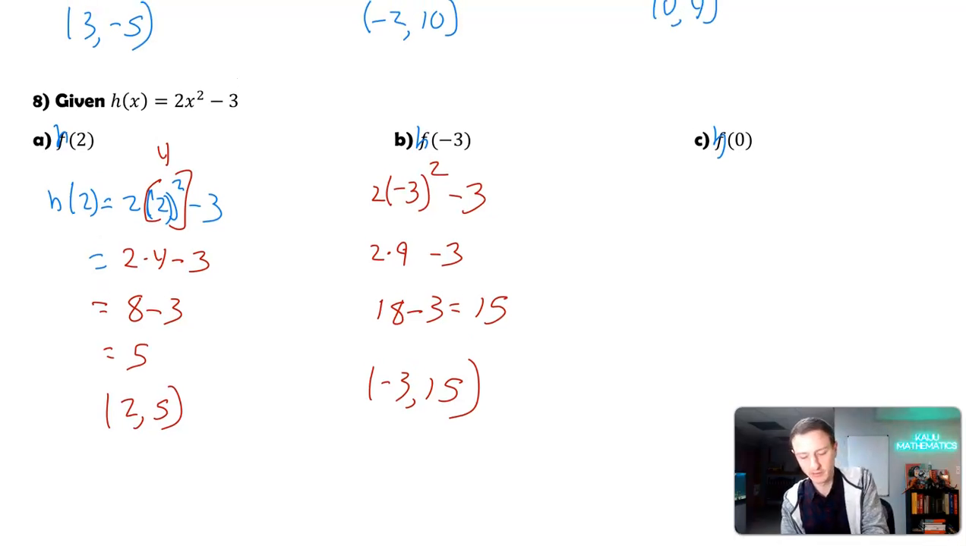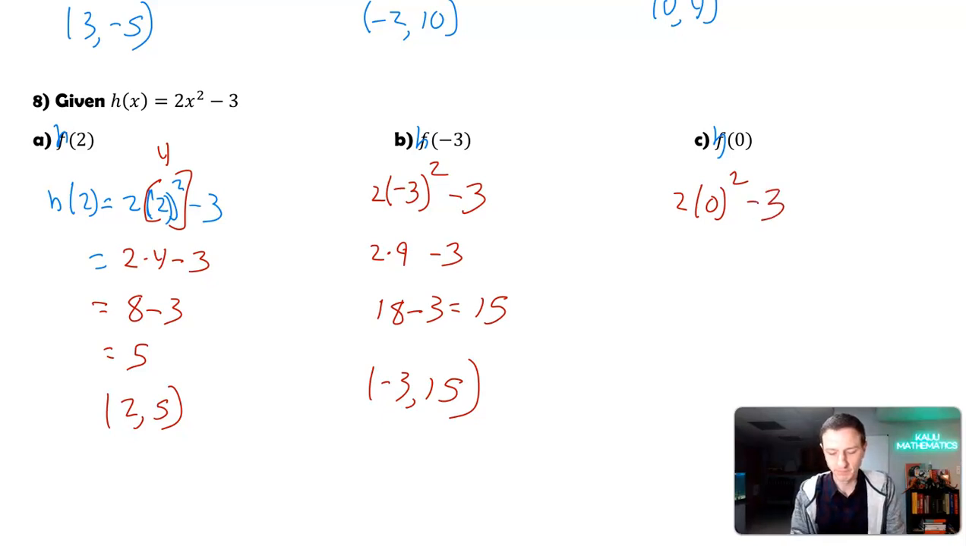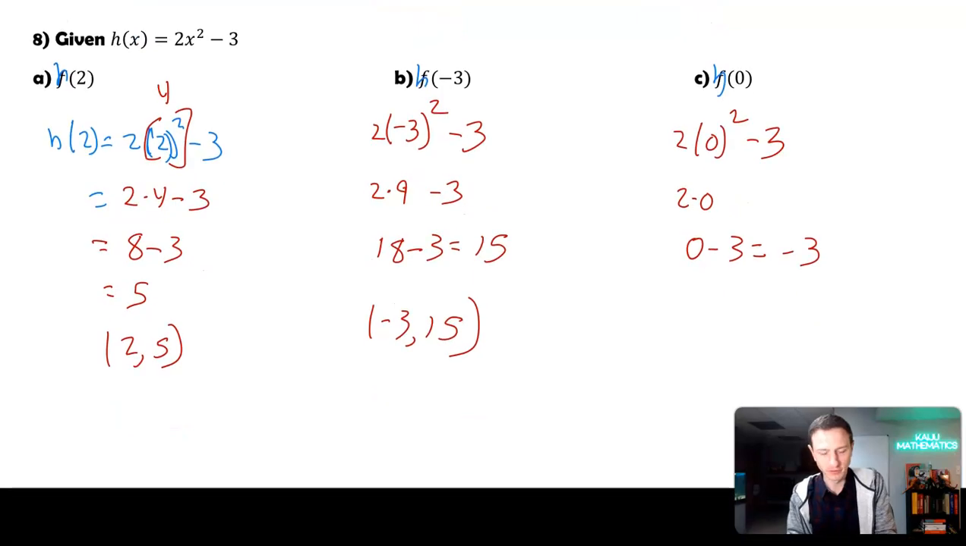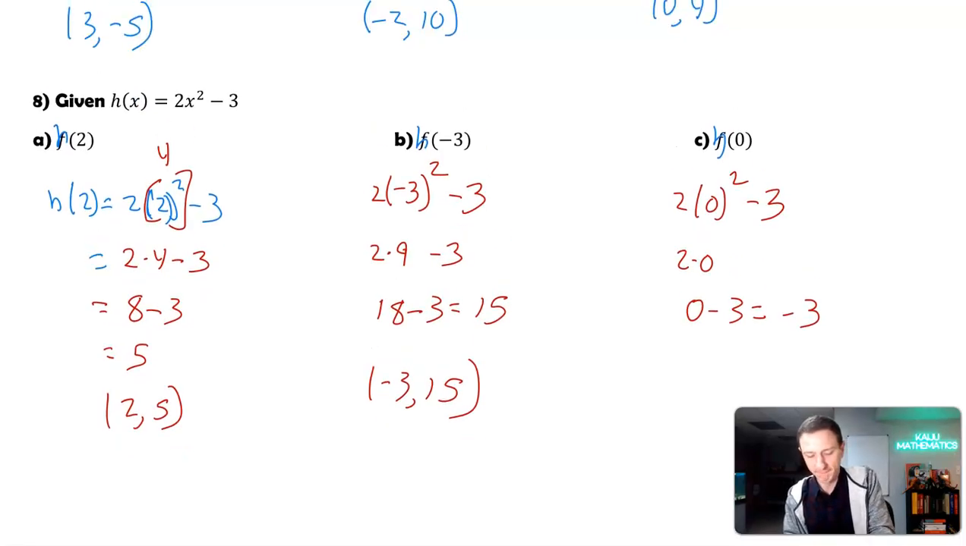And finally, h of 0, so 2 times 0 squared minus 3. 0 squared is 0. 0 times 2 is 0. 0 minus 3 is negative 3. Getting a little close to the camera here, so I'll go over here. So that ordered pair would be 0, negative 3.